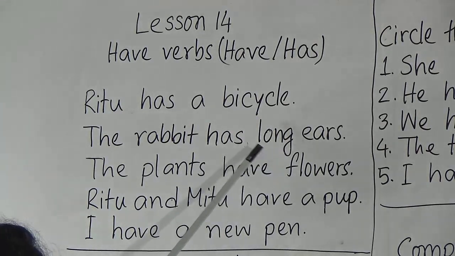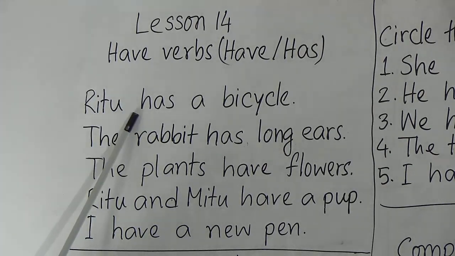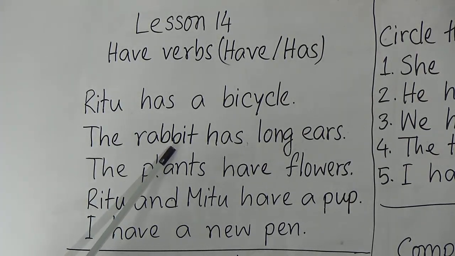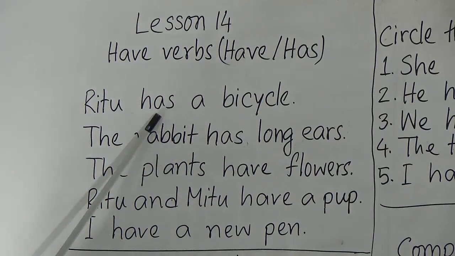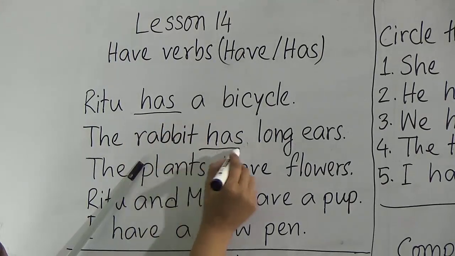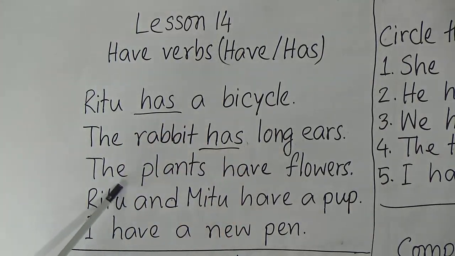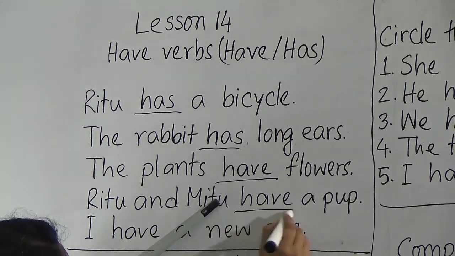Now look, in these two sentences we are talking about only one person and one animal. That means when we are talking about only one person or one animal, we will use has. Now look at the next sentences. The plants have flowers. Ritu and Mitu have a pup. The plants, the plural word, that means we are talking about more than one plant. That's why we use have. Ritu and Mitu, that means there is more than one person. That's why we write have.